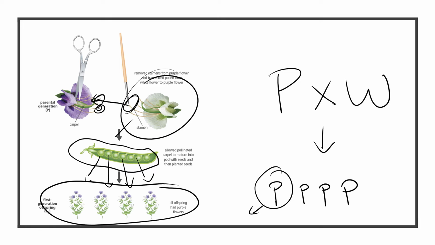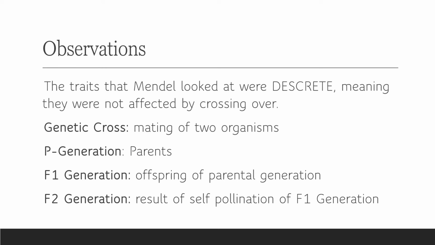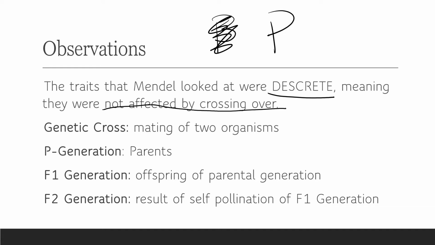Okay. So what did he end up observing? He particularly looked at traits that were discrete, meaning they are not affected by crossing over. These traits are very far apart, probably on different chromosomes. So these traits were inherited completely discretely of each other, which means just because the plant was purple does not mean that it's also tall, right? It could be purple and short, it could be tall and white, doesn't matter.